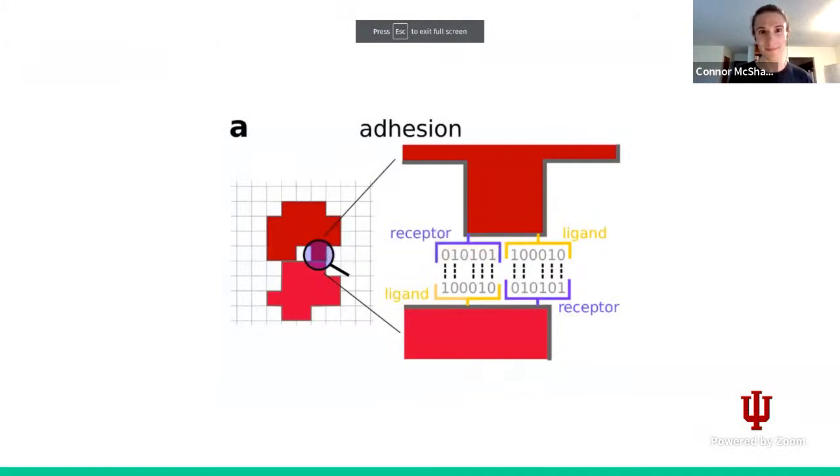So there's a receptor and there's a ligand, and each of them has its own bit string associated with it. Their binding strength is determined by how complementary one is to the other.